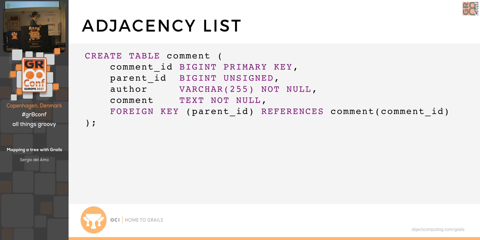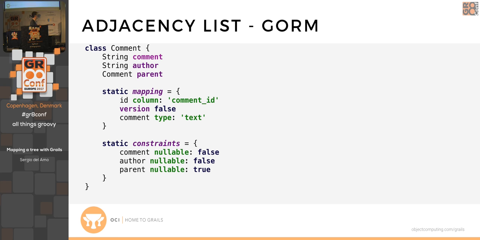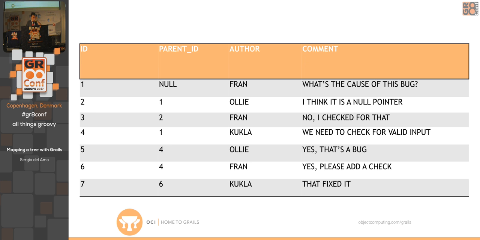Remember, we wanted big amounts of text in the comment, so we can map this with the comment type text. And then that's a personal preference. Although if you don't specify, nullable will be false by default, I prefer to put it here because at one point in Grails, nullable was true by default, and then they changed, and then all the tests break. So I personally prefer to define it explicitly here. I have nullable true here because for the root nodes, we are not going to have a parent, so we need to allow null values there.